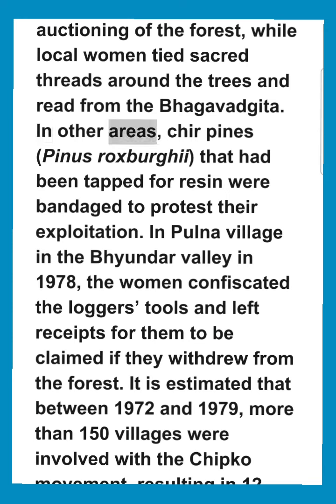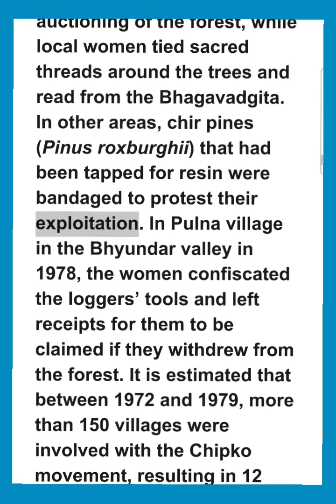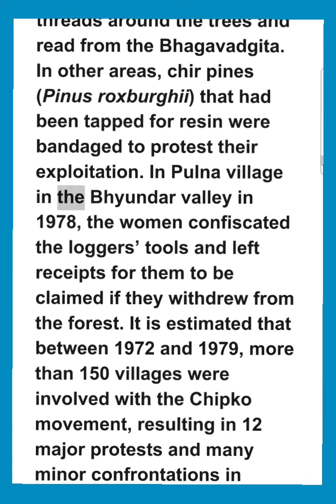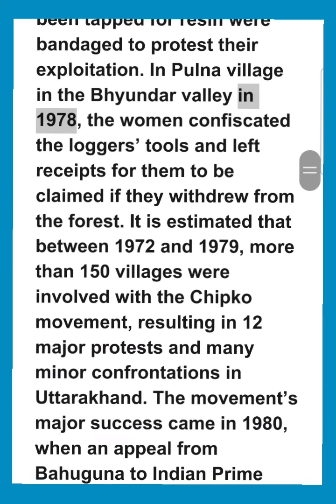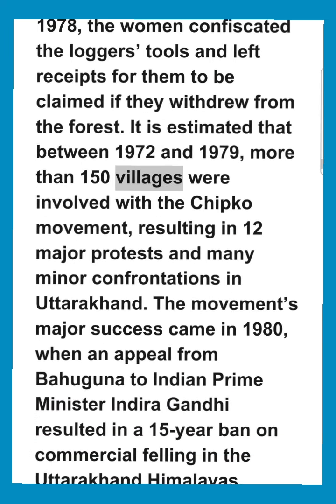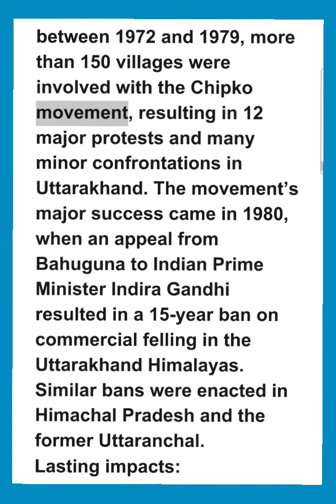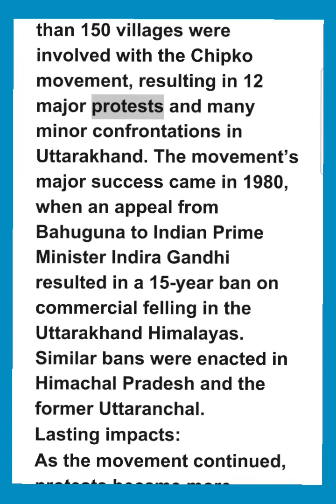In other areas, pines, Pinus roxburghii, that had been tapped for resin were bandaged to protest their exploitation. In Pulna village in the Bhundar Valley in 1978, the women confiscated the loggers' tools and left receipts for them to be claimed if they withdrew from the forest. It is estimated that between 1972 and 1979, more than 150 villages were involved with the Chipko movement, resulting in 12 major protests and many minor confrontations in Uttarakhand.